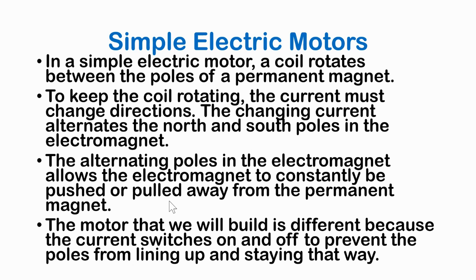So in a simple electric motor, a coil rotates between the poles of a permanent magnet. To keep the coil rotating, the current must change directions. The changing current alternates the north and south pole in the electromagnet. The alternating poles allow the electromagnet to constantly be pushed or pulled away from the permanent magnet. The motor that we build is different because the current switches on and off to prevent the poles from lining up and staying that way.